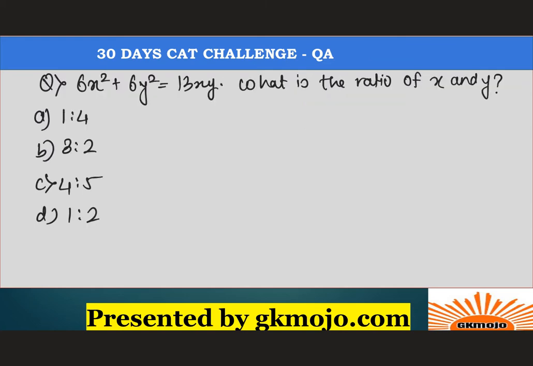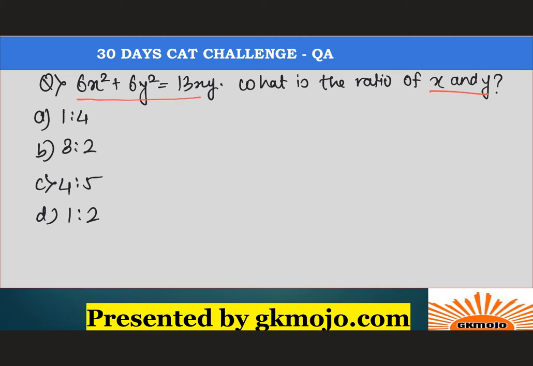So the next question is 6x square plus 6y square is equal to 13xy. This is the equation given. What is the ratio of x and y? Now there are methods wherein you expand this equation, divide it by this and that, and get to the ratio of x and y. I would not recommend you to go in that way. Be very smart about this, guys, and such type of questions have appeared in CAT. I'm not telling you this just for the explanation part, but such type of methods have been applied to previous questions in CAT as well.